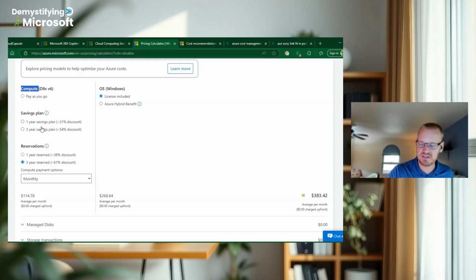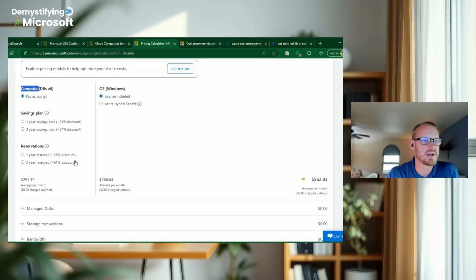We don't do a lot of savings plans because they tend to be lower discounts than reservations. You can see 31 versus 38 and 54 versus 61.